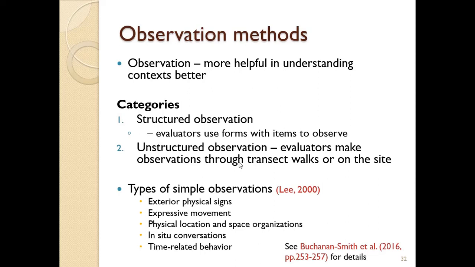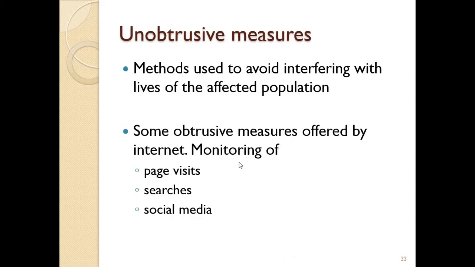So types of simple observation may include exterior physical signs or expressive movements of the response of those that you are targeting, physical location and space organizations, and in situ conversations on site. You can converse with people on site. There are, of course, unobtrusive measures, methods used to avoid interfering with the lives of the affected people, especially if the people are traumatized and stressed by the humanitarian situation that has happened. Maybe you don't want to engage them and remind them of the situations that they experienced. So in this case, you use these unobtrusive measures.